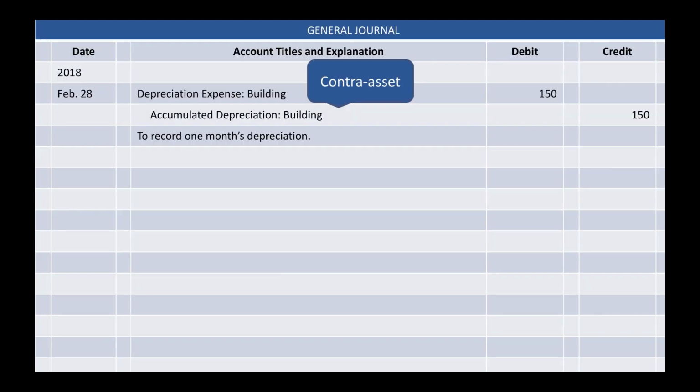The adjusting journal entry required on December 31st is to debit or increase depreciation expense building and credit or increase the account accumulated depreciation building. We will assume that Overnight did not record any depreciation expense in January because it operated for only a small part of the month. Therefore, at the end of February, 1 month's depreciation or $150 would be recorded. The account accumulated depreciation building is a contra asset account. A contra account is a reduction in an associated account. In this case, accumulated depreciation will be shown on the balance sheet as a reduction in the building account.